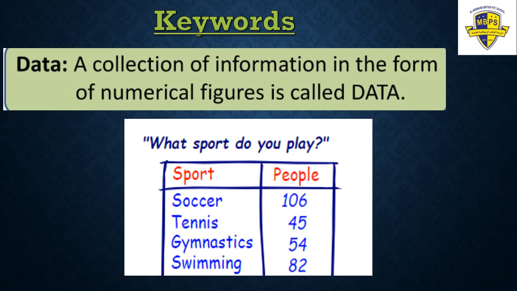How many people like to play tennis? Yes, 45 people like to play tennis. What about gymnastics? Very good. 54 people like to do gymnastics. And how many people like to swim? 82 people like to swim. So this is the information that we have collected about different people who like to play different types of sports. And this is the data.